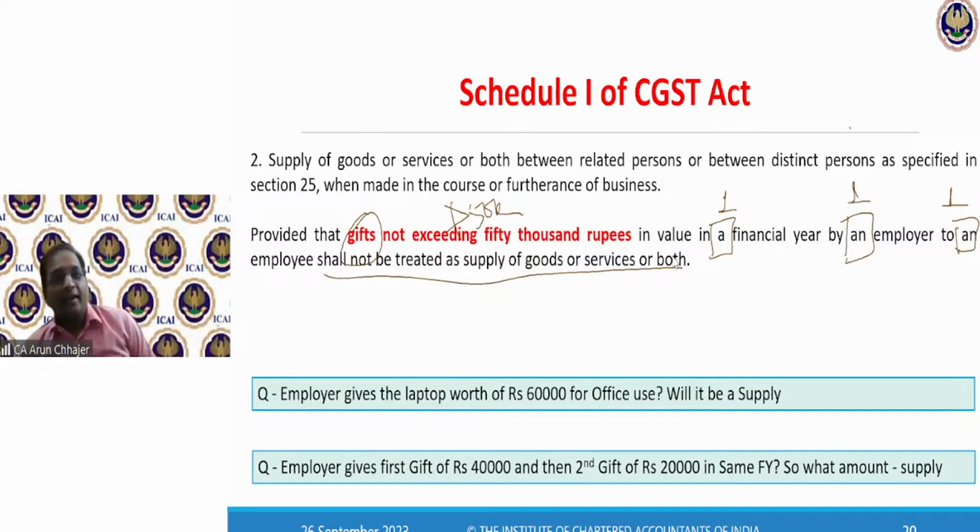Quickly answer. If one employee receives gifts from two employers, each employer giving a gift of 30,000. Mr. A is an employee of two companies. One company has given 30,000, another company has given 30,000. Will this 60,000 total gift be taxable or not taxable in GST? Mr. A is getting 30,000 gift from company A, 30,000 gift from company B. The total gift is 60,000. Will it be taxable in GST or not?